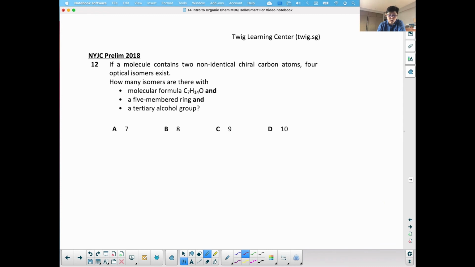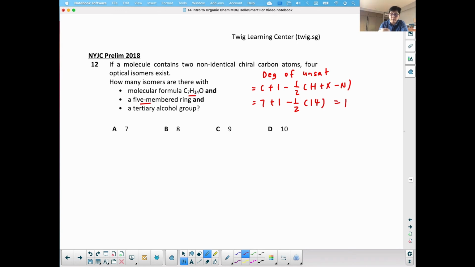If a molecule contains 2 non-identical chiral carbons, 4 optical isomers exist. So this is the molecular formula, and this is a 5-membered ring. So maybe I'll just apply the formula again to make sure it's correct. So C plus 1 minus half, the degree of unsaturation, H plus X minus N. So I have 7 carbon and I have 14 hydrogen. There's no halogen, there's no nitrogen. So it's 8 minus 7, that's 1.